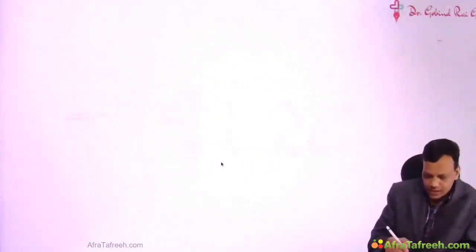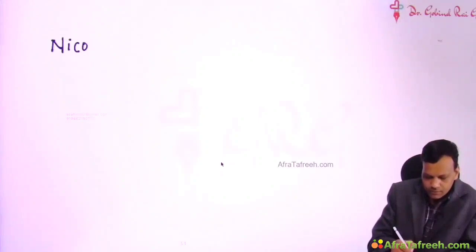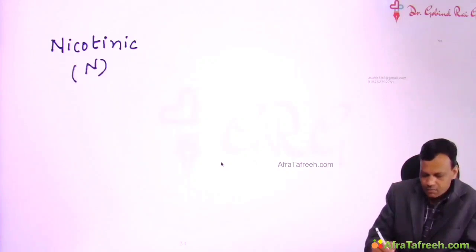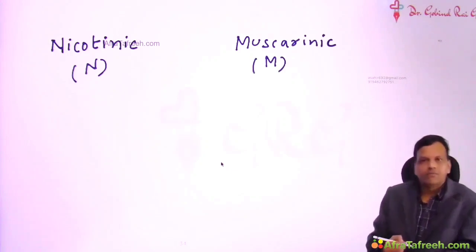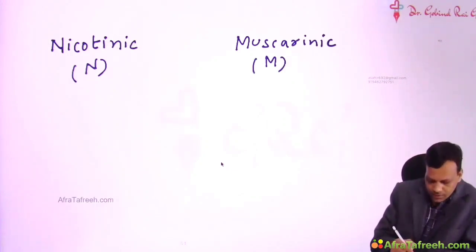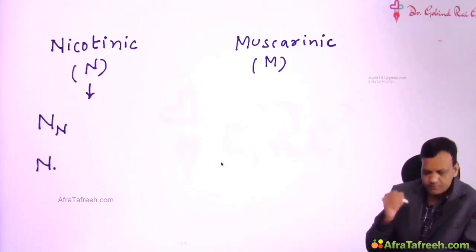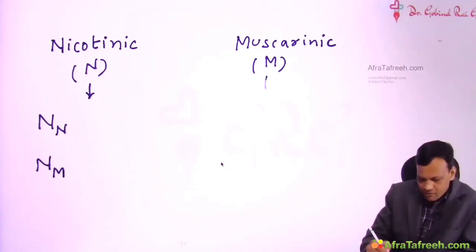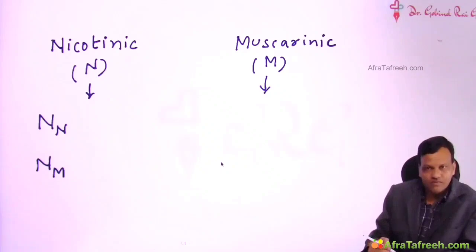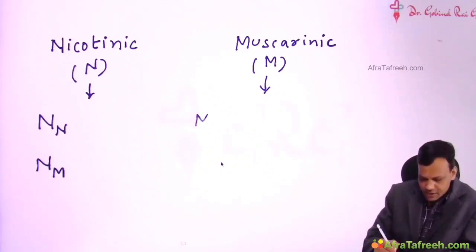Now receptors of acetylcholine are broadly of two types. One is called nicotinic, written as N, and second is called muscarinic, called M. Nicotinic and muscarinic. Now nicotinic receptors are further of two types, NN and NM, and muscarinic receptors are of 5 types, M1 to M5, but mainly we have 3 receptors, M1, M2 and M3.